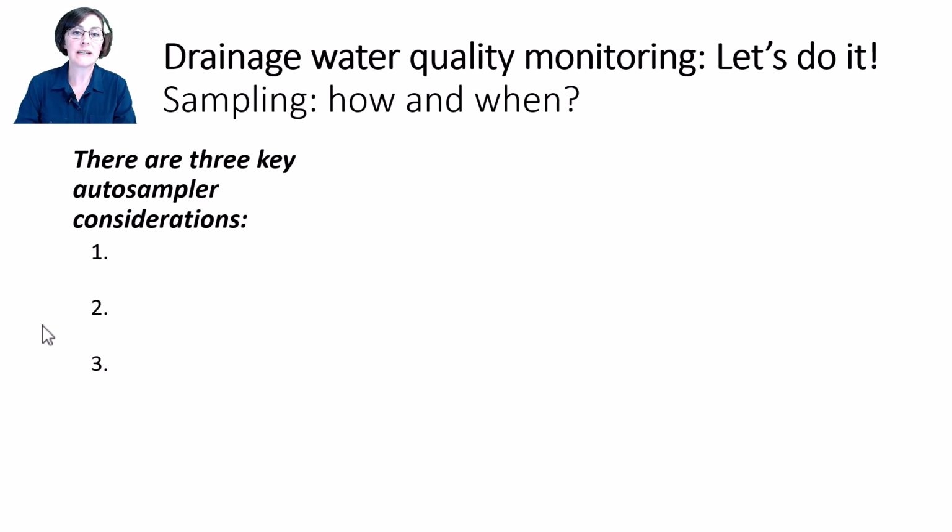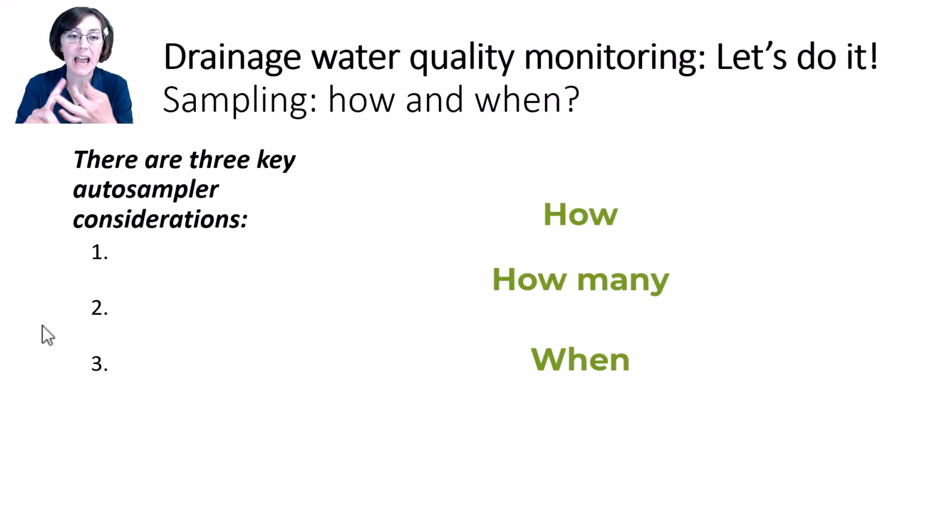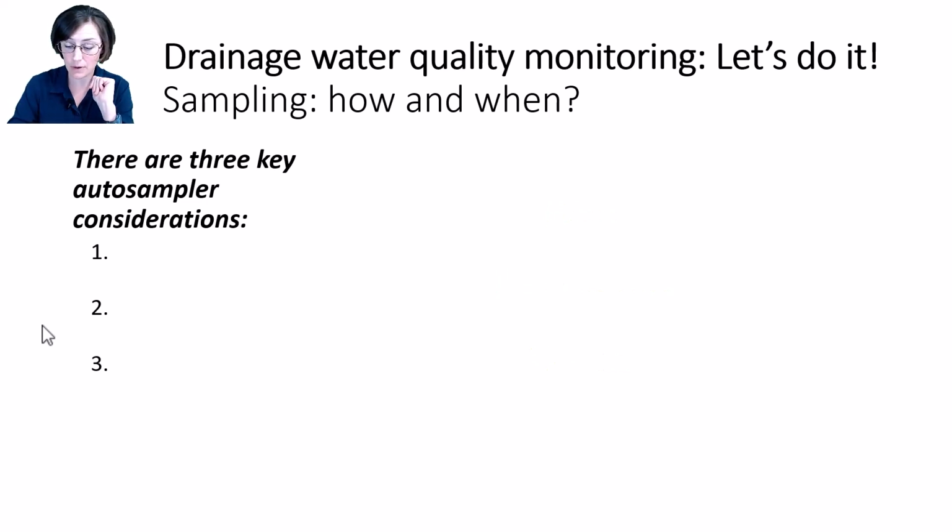There are really three components to think about when programming and operating automated samplers, because these three items determine how many, and when samples are taken. These three items ultimately help determine the quality of your sampling process.